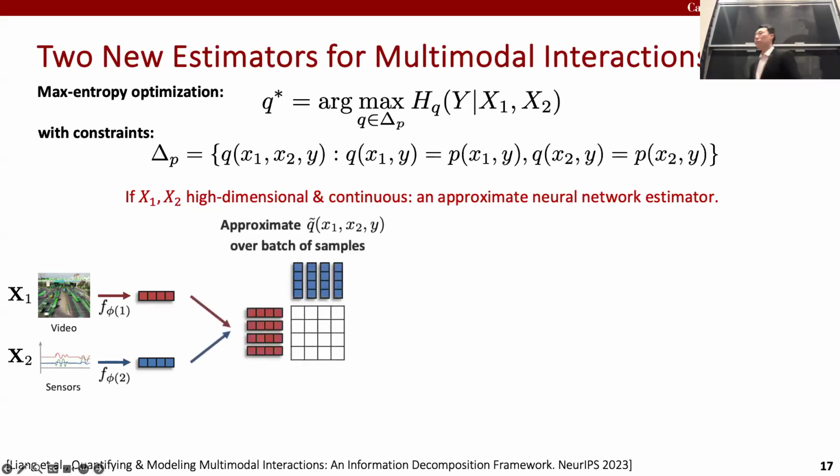We're going to define a Q tilde. These are again joint distributions over x1, x2, and y. But instead of over the full distribution, we're only going to define it over a batch of samples.